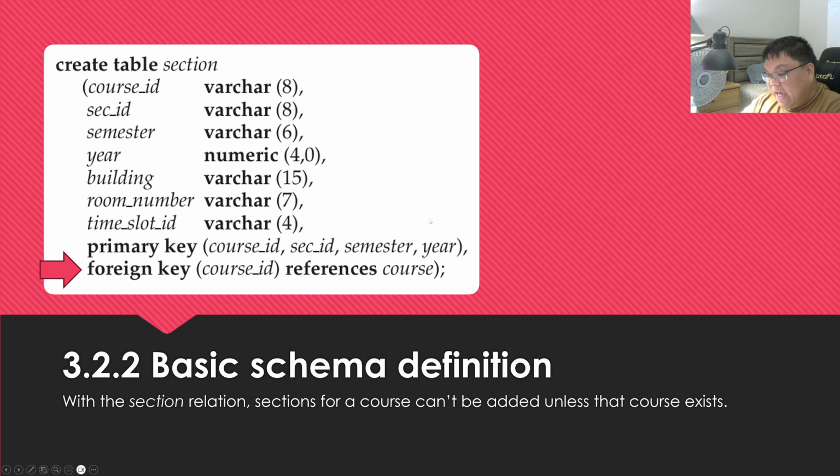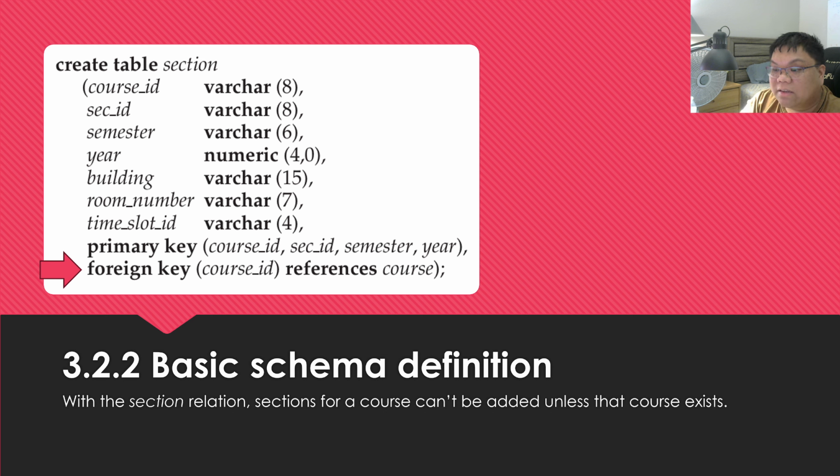Similarly, we can only add sections to courses if those courses already exist. So section, as we've seen in Chapter 7, requires 4 primary key attributes. The first one is going to be the course ID, which is going to be referencing the course relation, but it also requires the section ID, semester, and year. We need all that information to uniquely identify every course in our university.